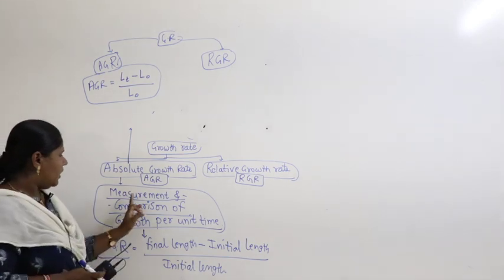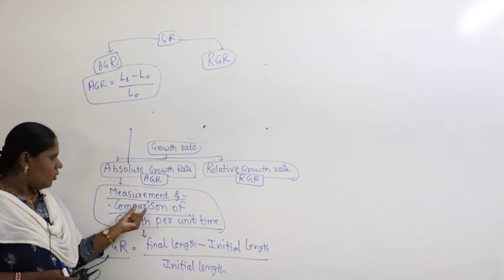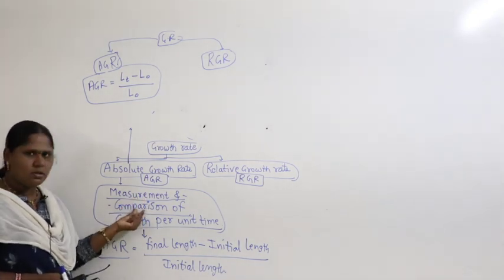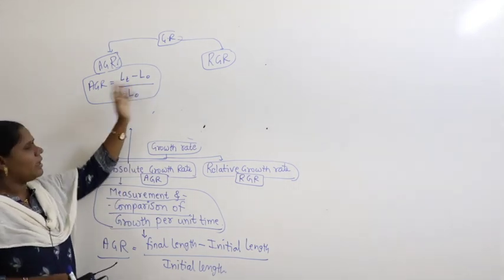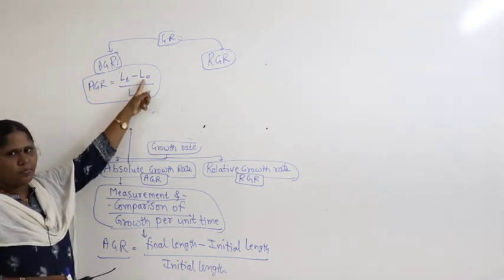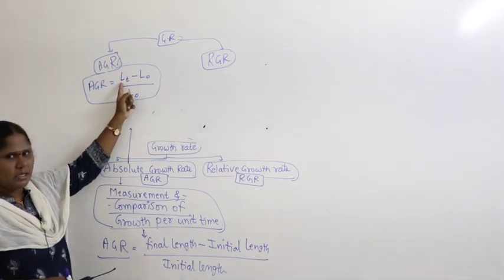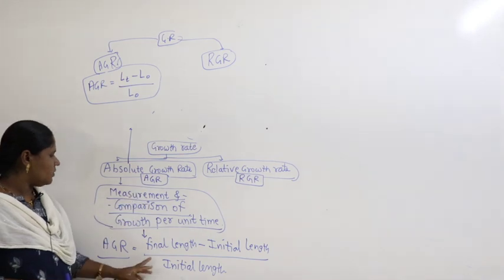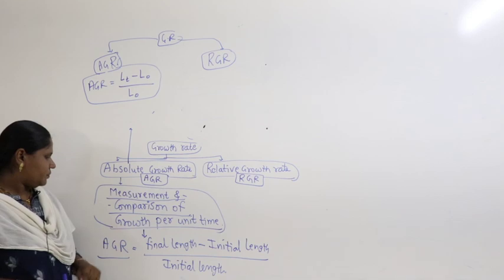I repeat again, it is a measurement and comparison of growth rate per unit time. What is that measurement? We are trying to measure the growth. What is that comparison? Comparison of final length and initial length, final weight and initial weight. We are comparing how much growth there was initially, and after time t how much growth has taken place, and we are taking out the actual growth rate per unit time. So this is nothing but what we call absolute growth rate.